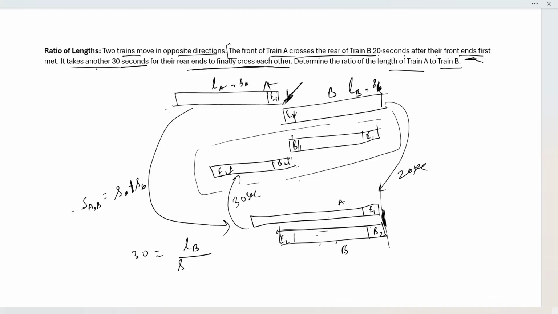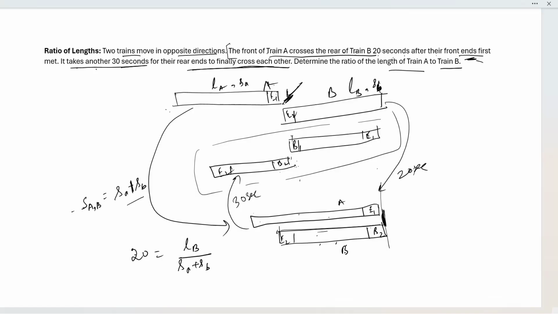My mistake. थोड़ा कंफ्यूज हो गए होंगे बाकी लोग जो देख रहे हैं. This is addition, they are moving in opposite direction, that's why S A plus S B. ठीक है. Now when they completely cross each other, it takes a further 30 seconds to completely cross each other. So total crossing में 50 seconds लग गया, 20 plus 30.